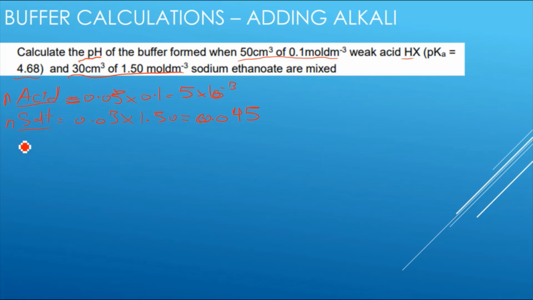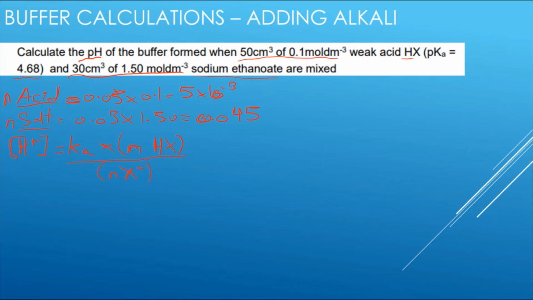And now I'm just going to write down the equation for getting the concentration of H+, which would just be H+ is equal to Ka multiplied by the moles of the acid. I'm just going to call it HX in this case, and divided by the moles of the ethanoate ions in this case, because it's sodium ethanoate. So I'm just going to write moles of X minus.